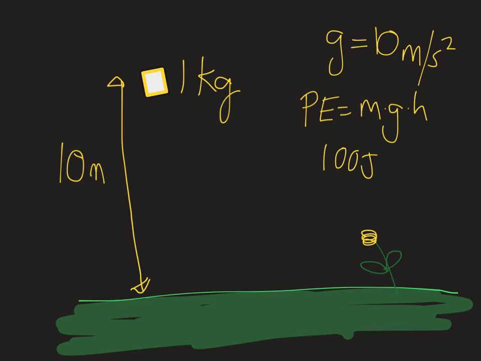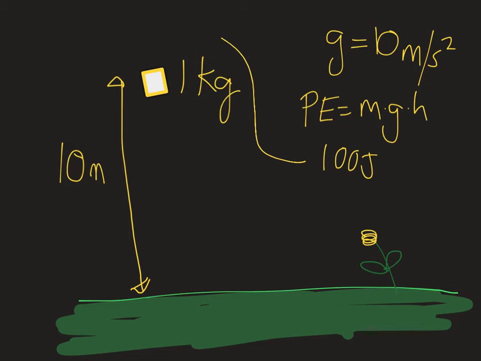Now, as it falls, it's going to get faster and faster until just before it hits the ground, it's going at its maximum speed. But it doesn't have any potential energy anymore. And the reason for that is, even though it's still got mass of 1 kilo and the gravitational acceleration is still 10 meters per second squared, the height is pretty much zero. It's just about to touch the ground. It's a micron above the ground.